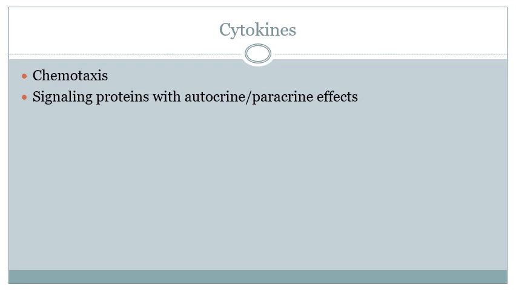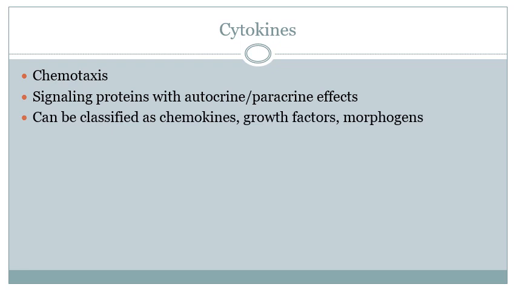Okay, so with autocrine, the cell releases a chemical and it affects itself. It binds on the same cell. Paracrine means it's released and it goes and affects another cell. Your cytokines come in different classifications. They could be classified as chemokines, growth factors, and morphogens. Chemokines are different types. There's chemotactic growth factors and different differentiation factors.